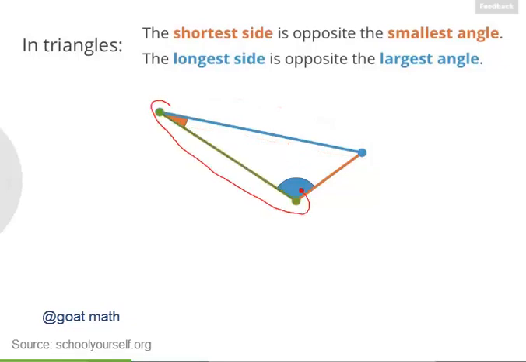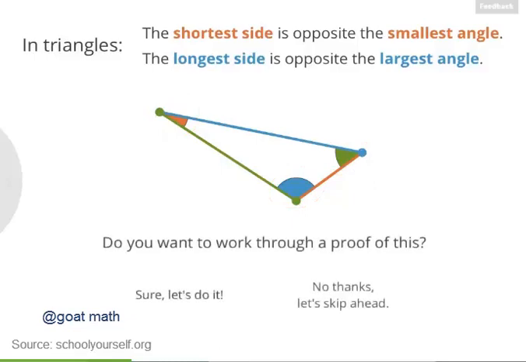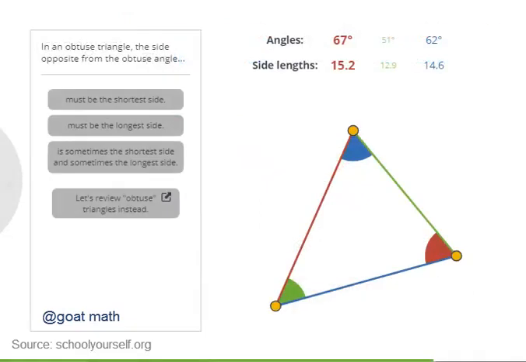And what about the middle side, whose length is somewhere between the shortest and the longest? It's opposite from the middle angle, whose measure is somewhere between the smallest and largest angles. So at this point, do you want to work through a proof of these ideas, or would you rather just skip ahead? Okay, so now let's try a few sample problems.